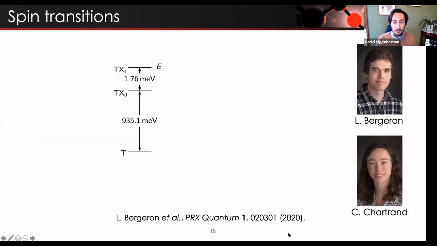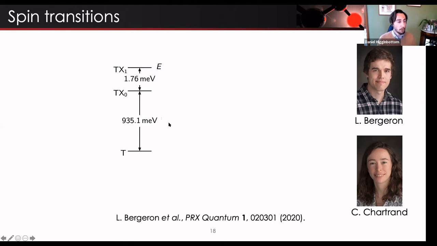This level diagram here shows the lowest energy optical transition of the T center. The optically excited state is a bound exciton. The two electrons form a singlet, and there is an unpaired anisotropic spin 3/2 hole in that bound exciton state. The asymmetry of the defect splits the spin projections of the hole into two spin doublets labeled TX0 and TX1, which are split by about 1.76 meV.